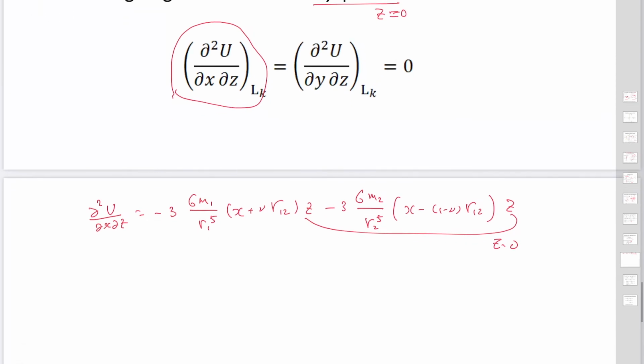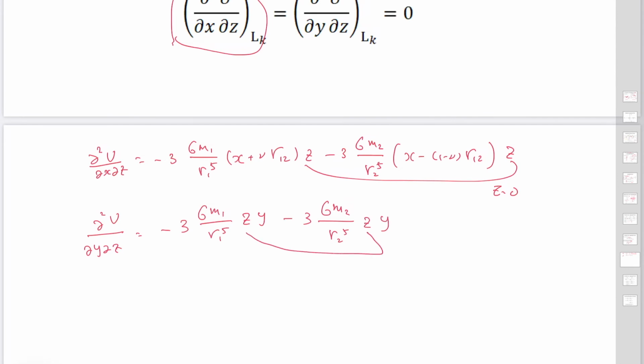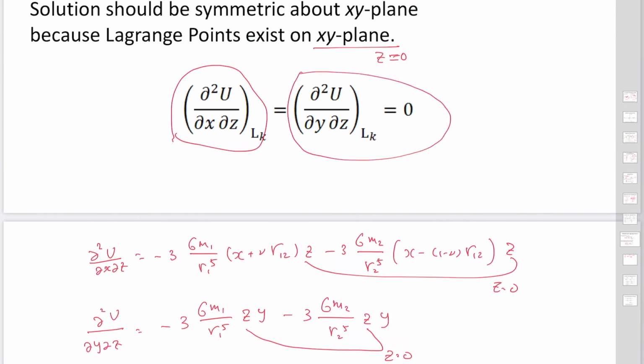And also we can calculate the second derivatives with respect to y and z. In this case it is minus 3 G M sub 1 over r sub 1 to the fifth times y, minus 3 G M sub 2 over r sub 2 to the fifth times y. Again z is 0, so this becomes 0. Okay, so we proved these formulas.